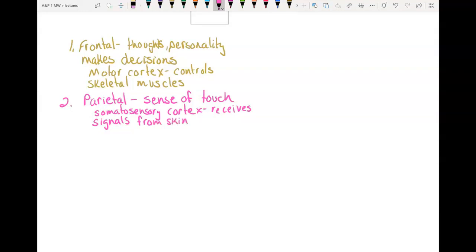Then you also have a somatosensory association area. This is where you remember what things feel like. So like if it's dark or you have your eyes closed, you can reach out and you can touch something and you can figure out what it is based on touch, because this is what remembers what things feel like. And it helps you figure out what you're touching.